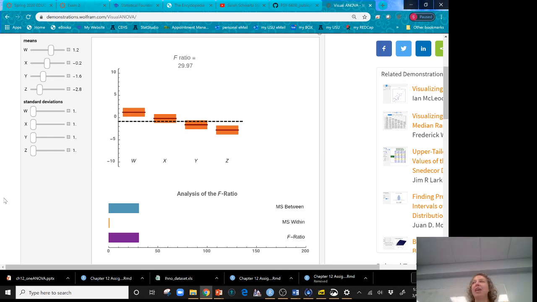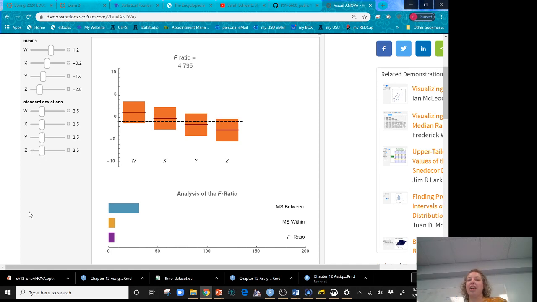What's going to happen if I make the spreads bigger? F ratio goes down. Is it going to change the top number? No. Didn't change the top number. What have I now changed?